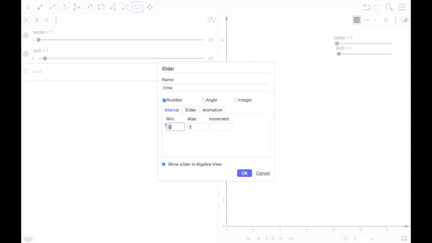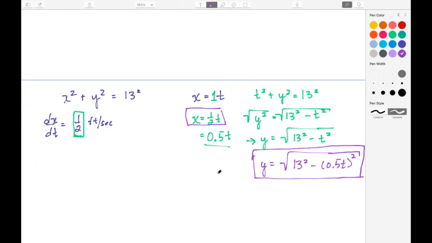We're going to give it a minimum of 0, and here we're going to give it a maximum of what I'm going to call ladder divided by dx dt. And I'm doing that so that this here can be dynamic, and I'm going to let that increment in tenths, and I'm going to explain that here in just a moment. Alright, let's go back and just explain that.